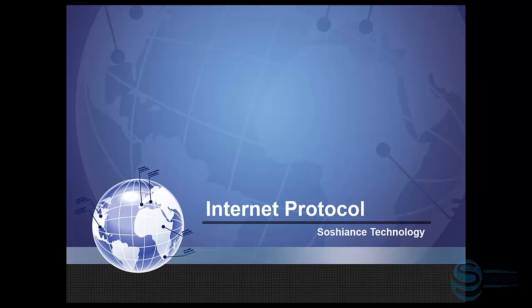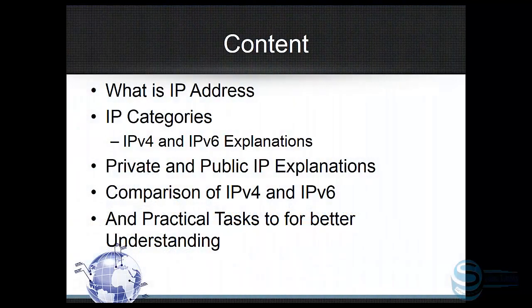This is Soshiance. Today we are going to explain the internet protocol. Whatever we are going to cover: what is an IP address, we'll explain, and secondly IP categories, which is mainly IP version 4 and IP version 6. Then we are going to talk about what private IP addresses and public IP addresses are, the comparison between IP version 4 and IP version 6, and some practical tasks for better understanding.